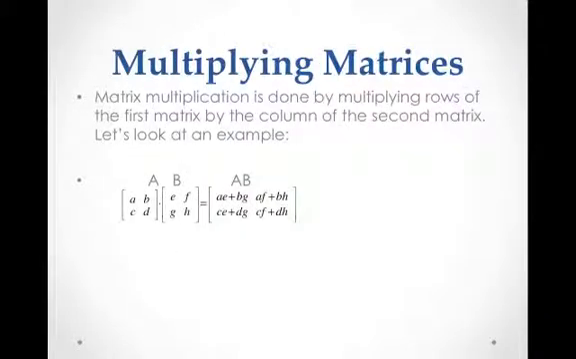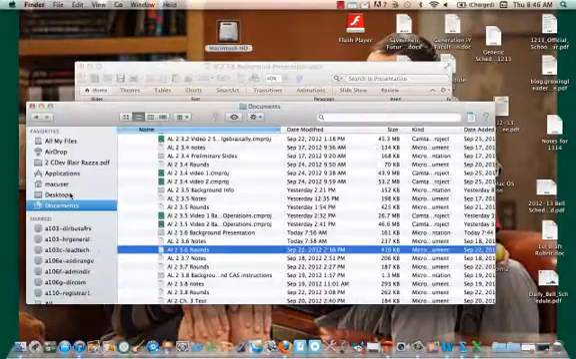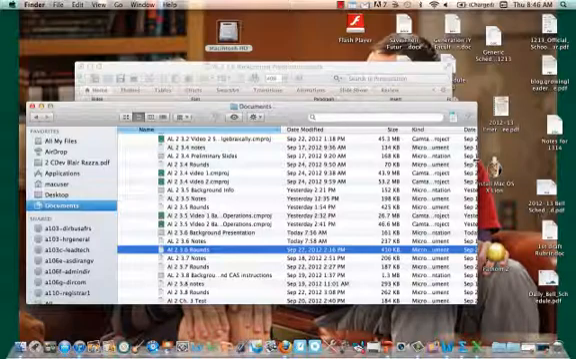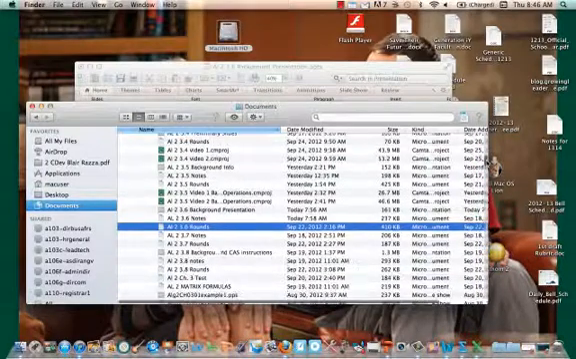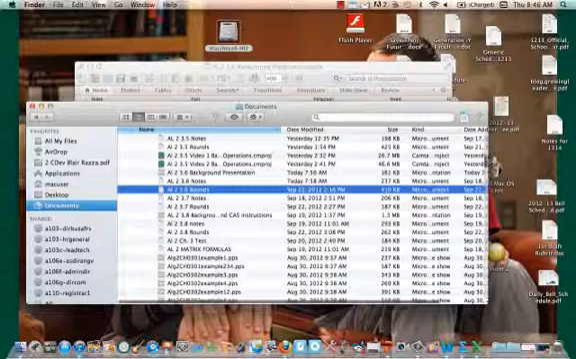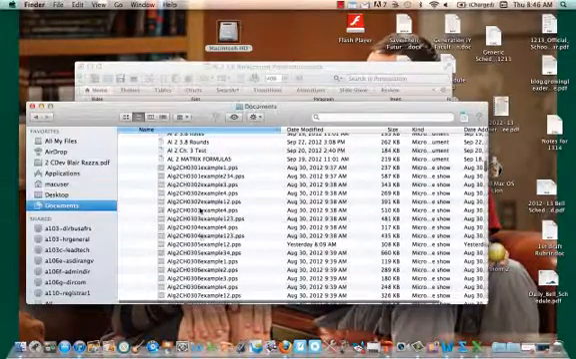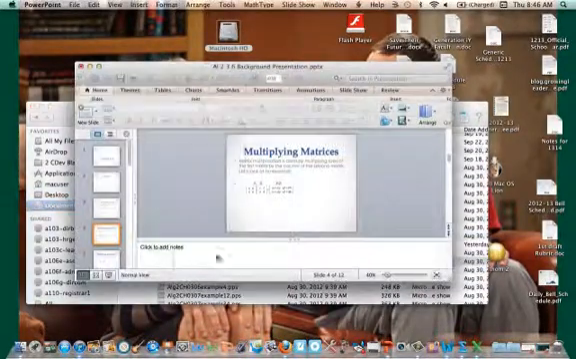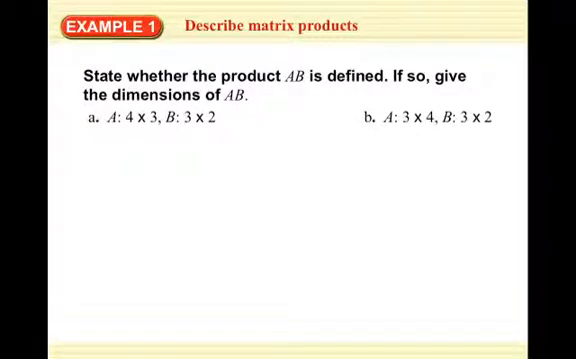Okay, let's look at an example now. Let me go find my example slides. We're going to look at an example where we just check the dimensions, and then we'll come back and talk about matrix multiplication in particular, how to do it, and then we'll look at an example of that. And that'll be it for video 1. Then we'll come back for video 2.